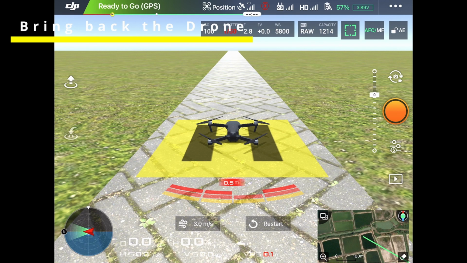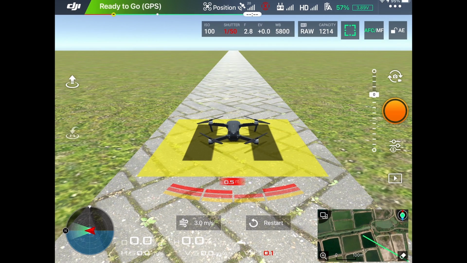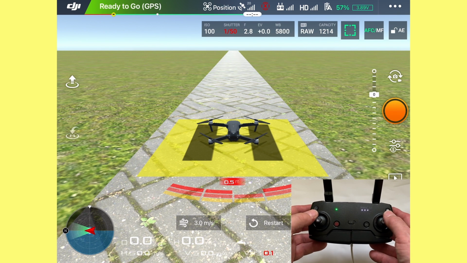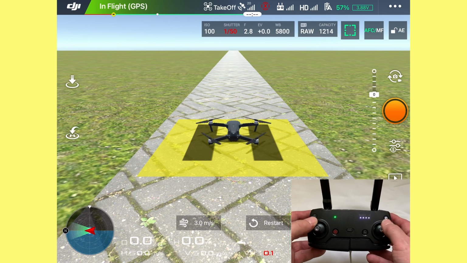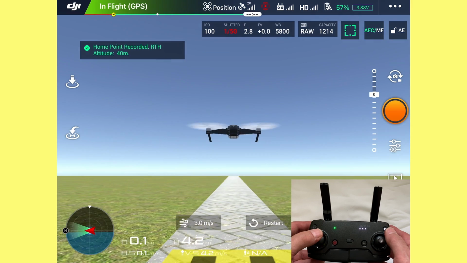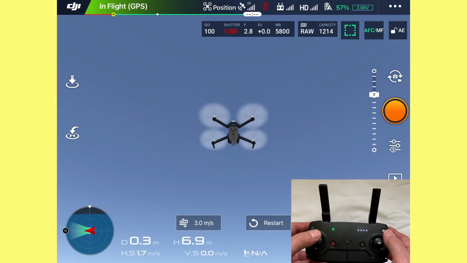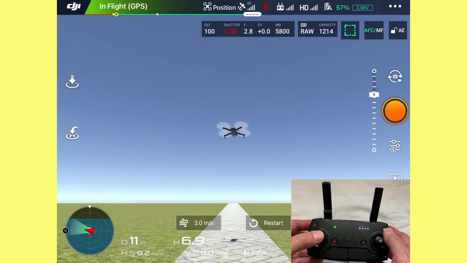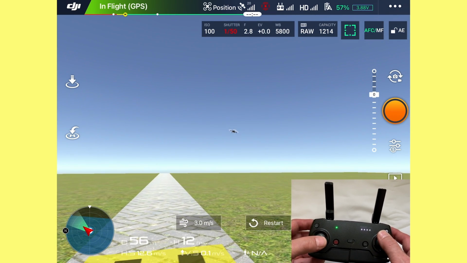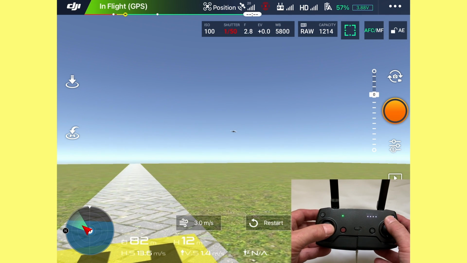Next lesson is bringing back the drone when you can't see it. This time we're going to lose the drone. Powered the motors on, blown the drone away from us. Let's put it out 200 plus meters. Away it's going.